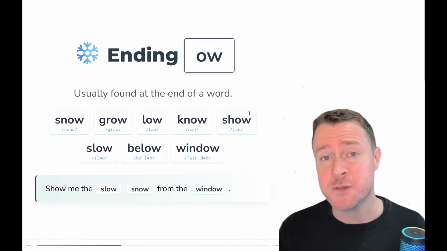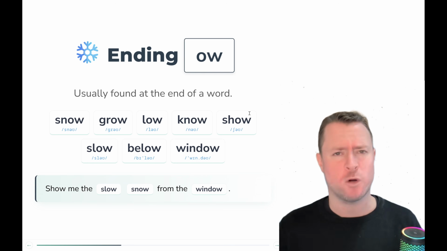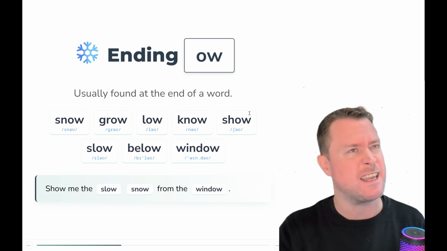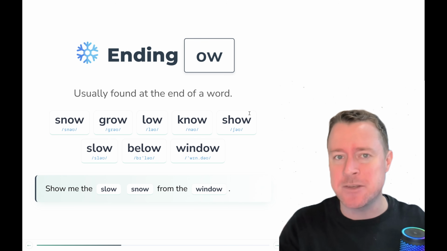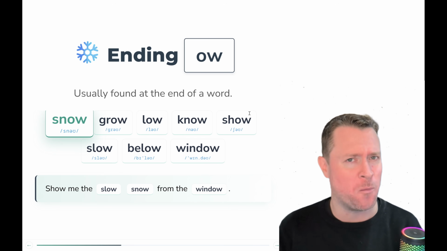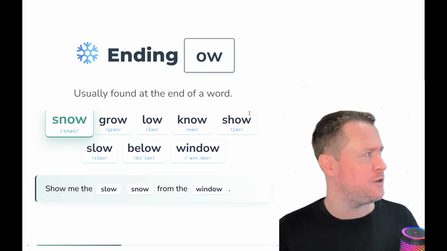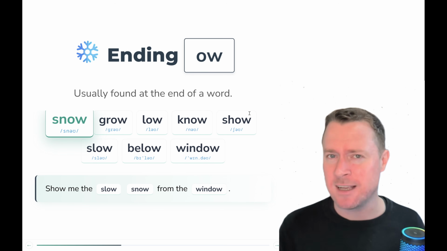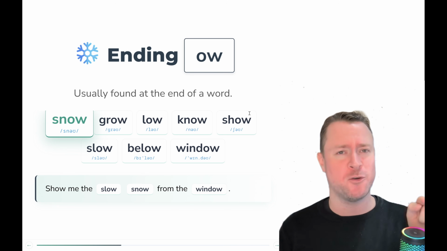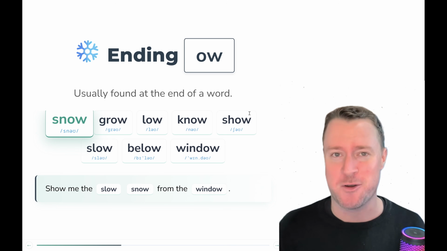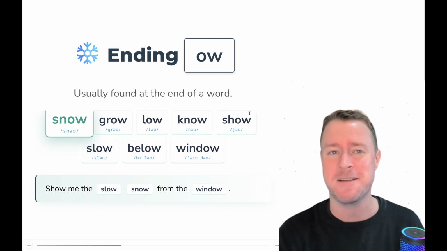Now, you'll also see this sound, O, in words where you see OW. Usually, this is found at the end of a word, like snow. Do you get snow in your country? Sometimes we get snow in the winter here in England. If you get snow in your country, tell me. I love snow. I really love snow. Tell me if you get snow in your country in the winter, okay?